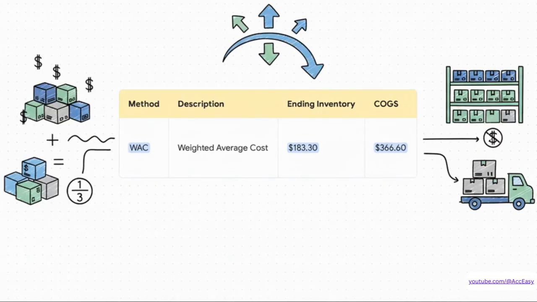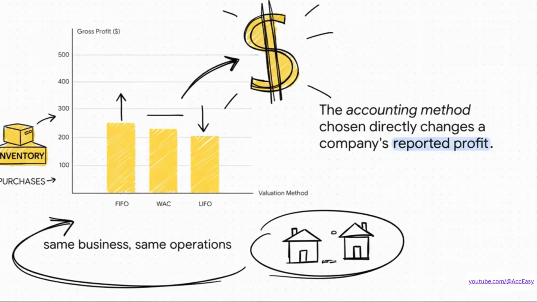And finally, there's the middle of the road approach, weighted average cost. This method basically smooths out all the price bumps. You just take the total cost of everything you had for sale and divide it by the total number of units, and that gives you one average cost that you use for everything, both the items you sold and the ones you still have.